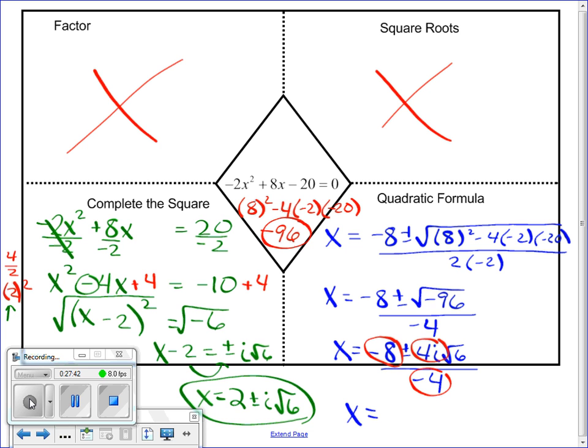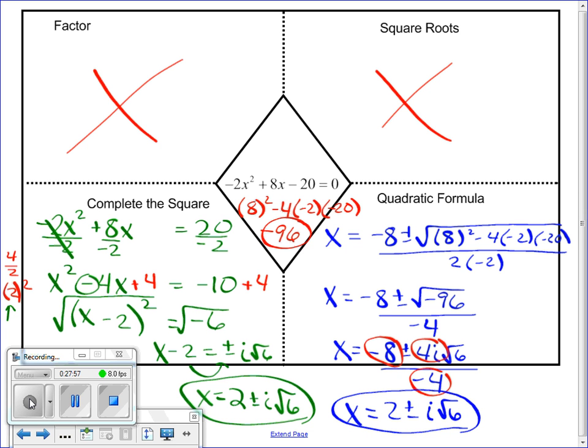So negative 8 divided by negative 4, plus or minus. Do I need to put another negative sign? I already got both covered. I'm good. So I have i radical 6, and that's just over 1. So we got the same answer.